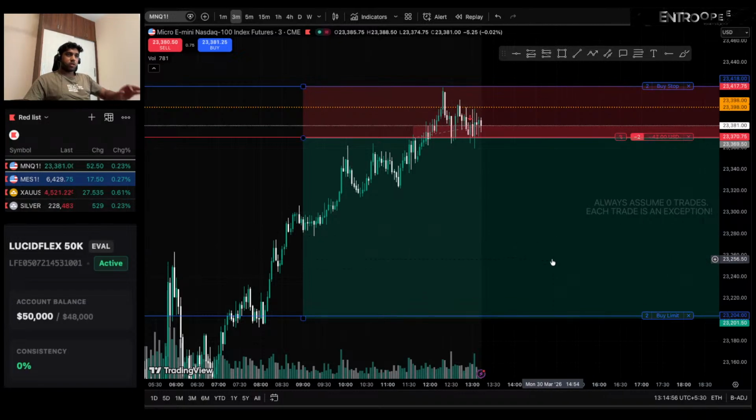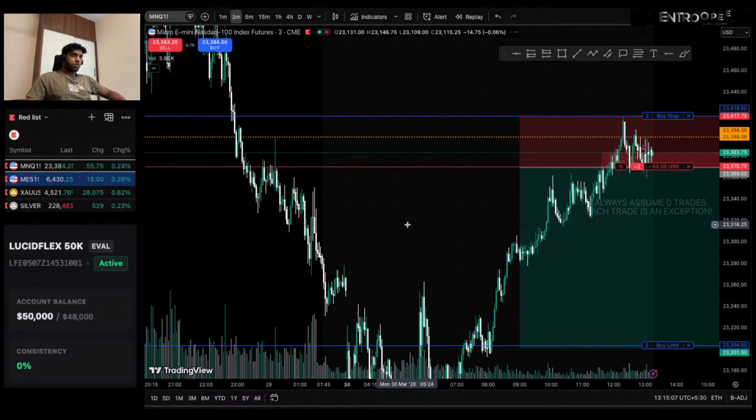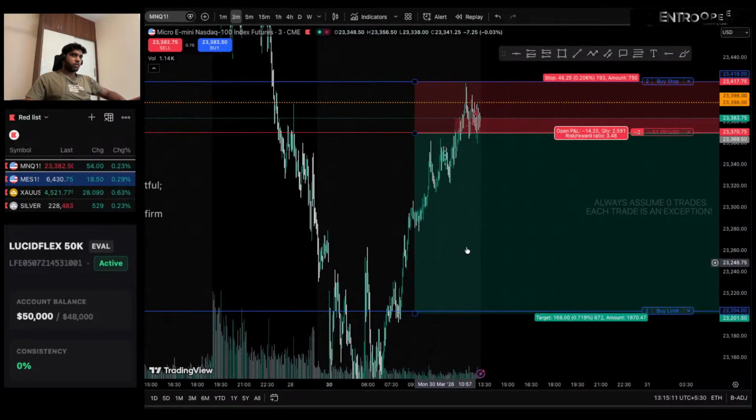Yeah, that's what I'm looking at. And my risk was also defined here. Now that is pretty straightforward. What I've written, sorry, what I've written. Yeah, this defined risk limit was within my range. I didn't have to risk a huge amount.